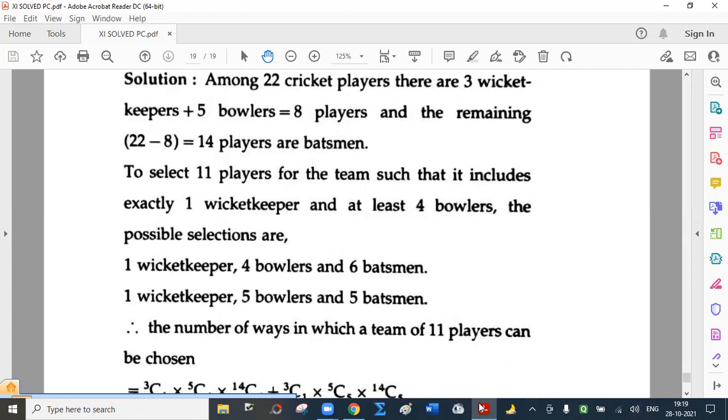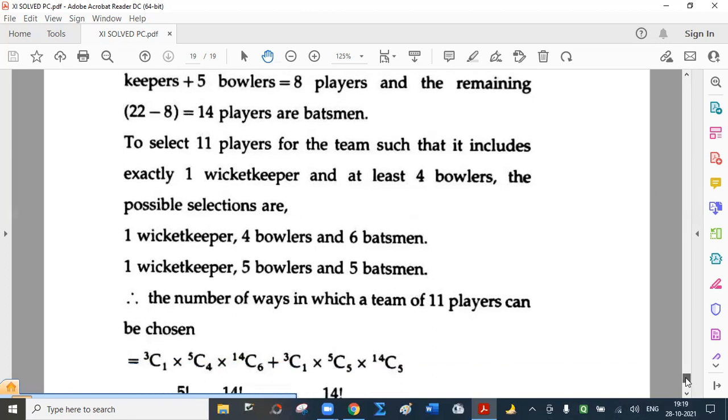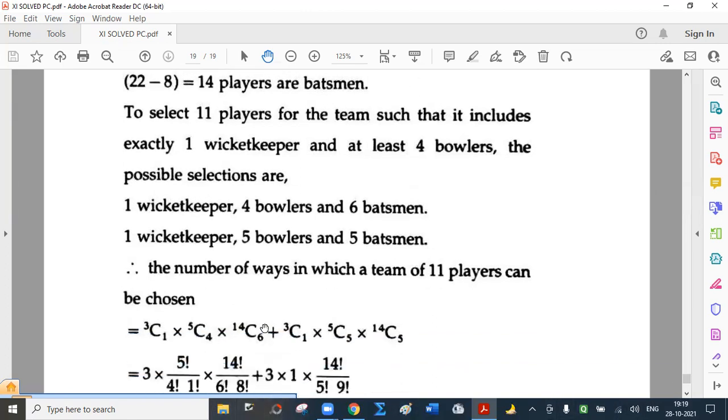It is 3C1 into 5C4 into 14C6. Why? 1 wicket keeper out of 3, 3C1. 4 bowlers out of 5, 5C4. And 6 batsmen out of 14, so 14C6. Plus 1 wicket keeper out of 3, 3C1. Now 5 bowlers out of 5, so 5C5. And 5 batsmen out of 14, so 14C5.